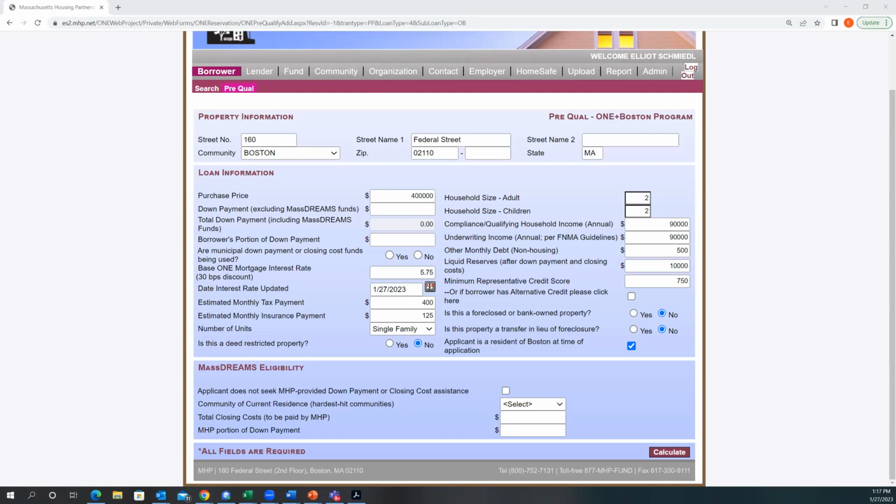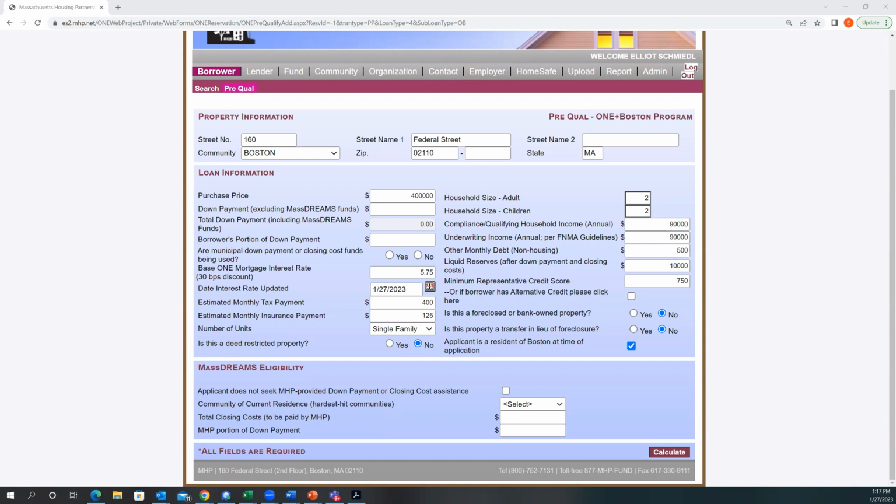After entering the purchase price, the next box you'll see is titled Down Payment, excluding MassHousing funds. Within this box, you want to enter both the down payment funds that the borrower is providing, including any gift funds, as well as down payment funds provided by the City of Boston. To make this easy, in every ONE+Boston scenario, these down payment funds provided by the City of Boston will equal 5% of the purchase price.